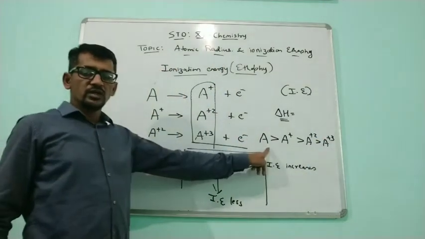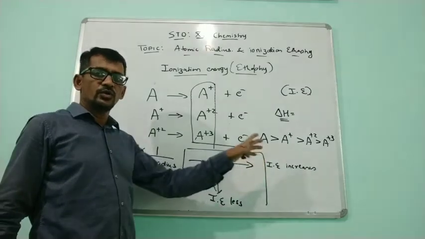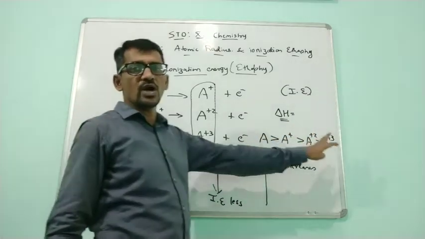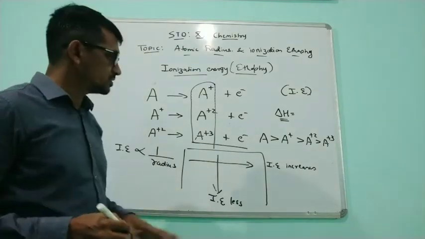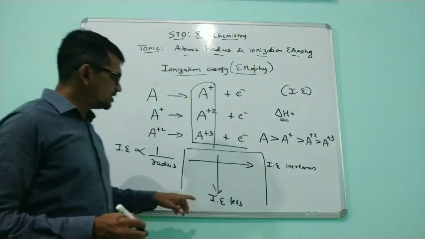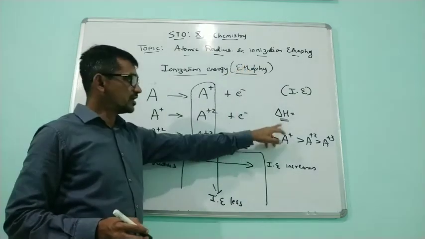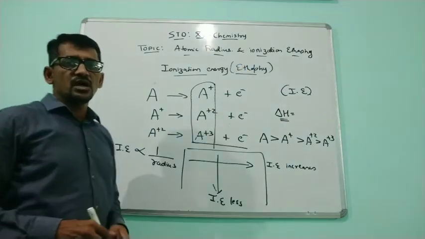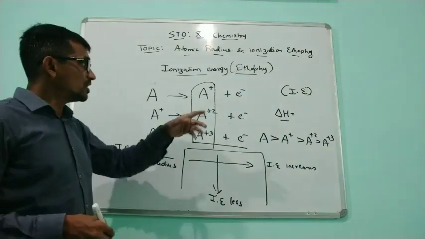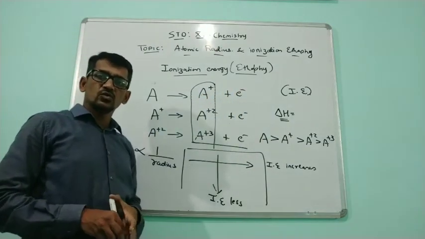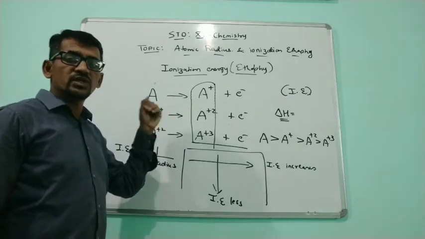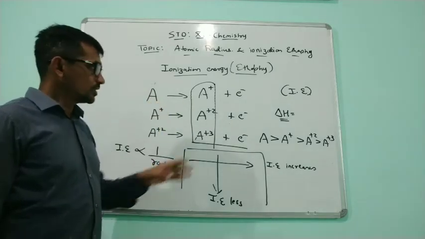The radius of a neutral atom is more as compared to ions. So ionic radius is always less. Remember this. Second thing about ionization enthalpy: we compare radius with ionization enthalpy. Again I revise the definition: the amount of energy required to take an electron out of an atom or ion is known as ionization enthalpy.